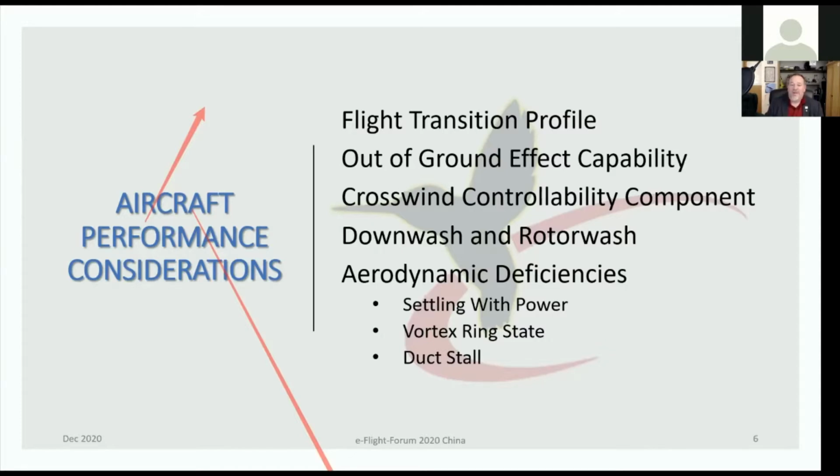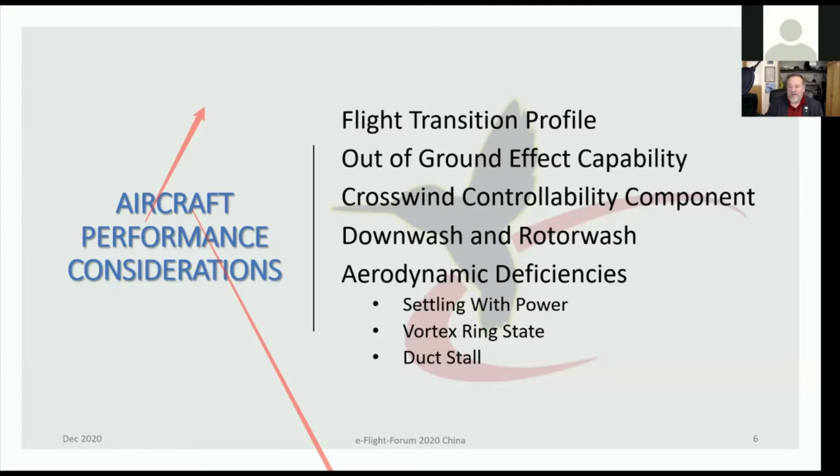Are the aircraft capable of out-of-ground effect power, similar to a helicopter, or do they need more room? What's the crosswind controllability component of the airframe? What's the downwash in approach and departure mode, but also what's the rotor wash or the velocity of the jet blast coming off the aircraft if it's moving on its own power on the ground?